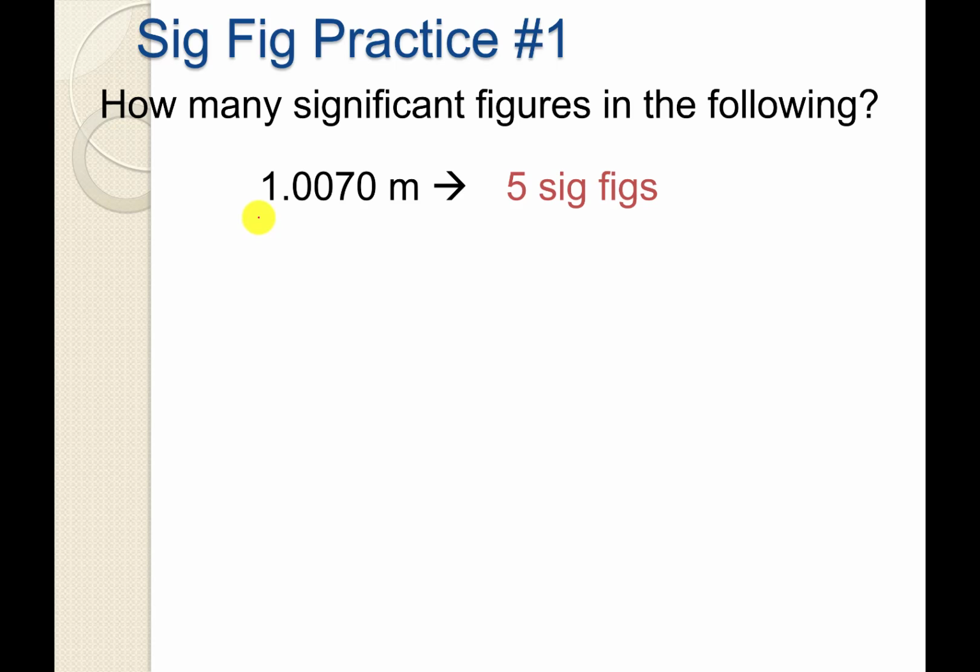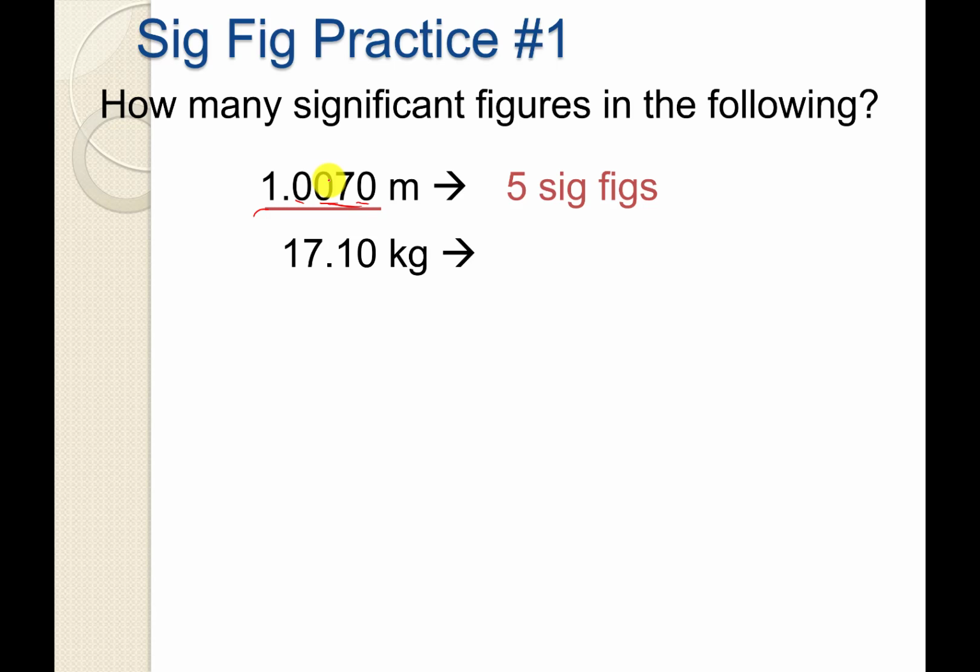Here's why. Obviously these 2 digits we know are significant. These two zeros, they're captured, or they're captive. Now, the other one that can be tricky is this last one. It is a trailing zero. But because there is a decimal written into this problem, you know that zero is significant, and you have a total of 5 sig figs here.